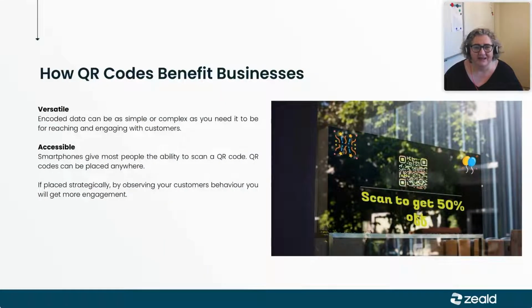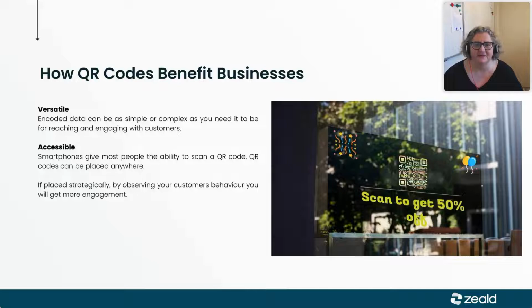They're versatile, which is really important as a business owner, because you don't want to be stuck into one thing. Encoded data can be as simple or complex as you need it to be for reaching and engaging with customers. It can be a simple coupon code, or it can be a link to a complex how-to video. Really, the only restriction is your imagination. The technology is not restrictive at all.